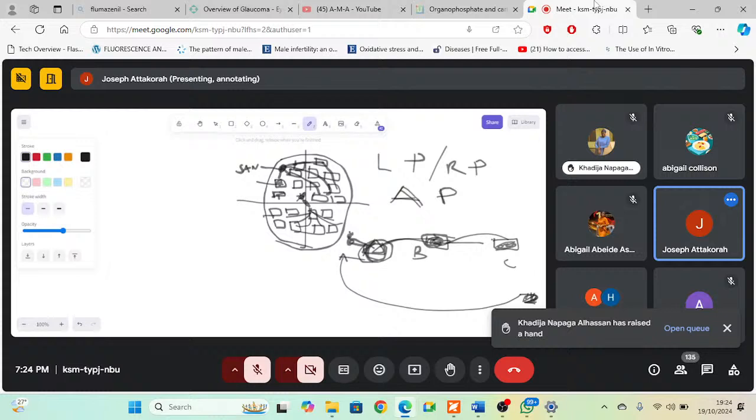Is it clear? Is it clear, class? Yes, please. Okay, so if it's clear, then I'm going to ask you a question. If a patient comes with bradycardia, if a patient comes with tachycardia, how do you describe bradycardia and tachycardia in terms of the latent phase or in terms of the refractory period?